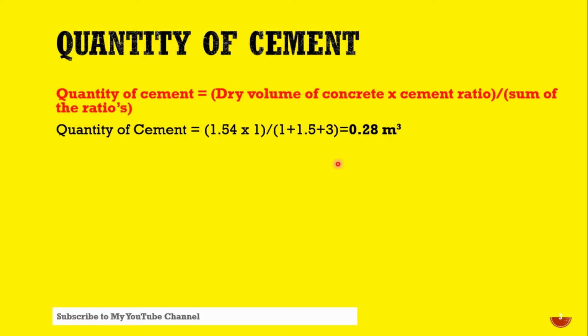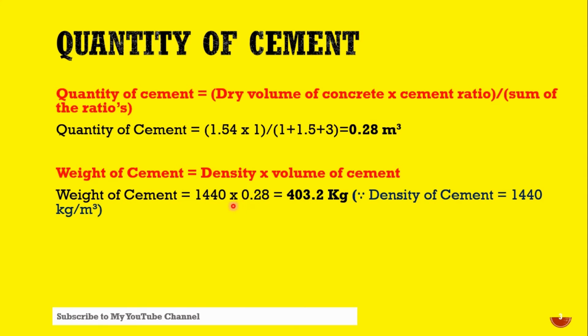In the market, generally cement is available in the form of bags. So let's convert the volume of concrete into number of bags. To calculate the number of bags, we must know the weight of the cement. That can be calculated by this formula, that is weight of cement equals to density multiplied by volume. Therefore, weight of cement equals to 1440 multiplied by 0.28. Here 1440 is density of cement. Multiply these two values, then you will get it as 403.2 kg of cement.